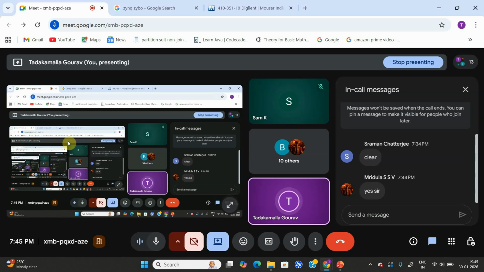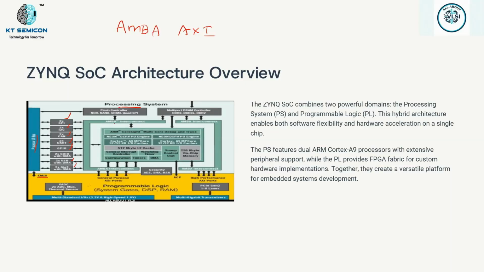Now, you might get a doubt over here. Suppose from our RTL code, my FPGA wants to have a direct connection with this processor, then how? What are we going to do? That is what we are going to discuss later.